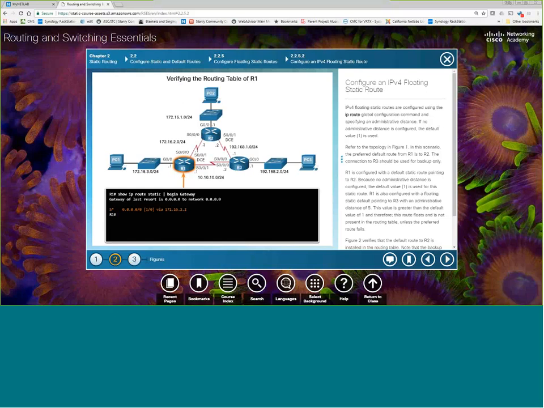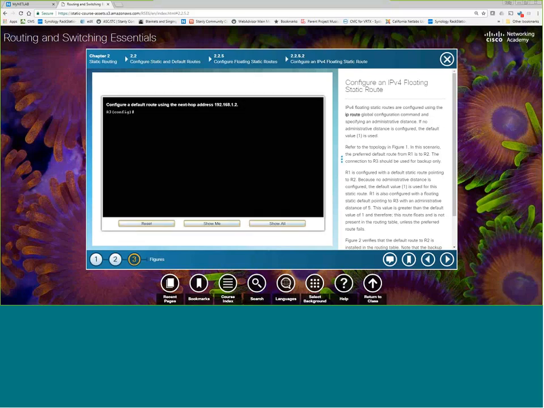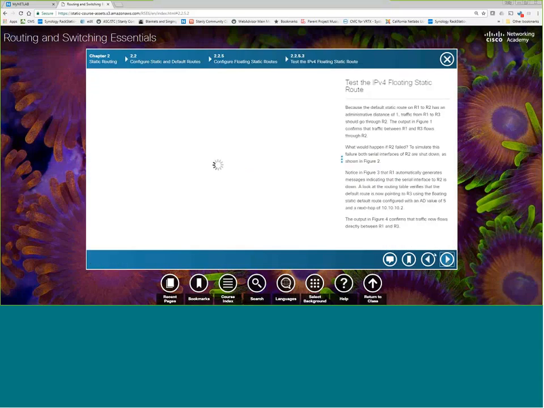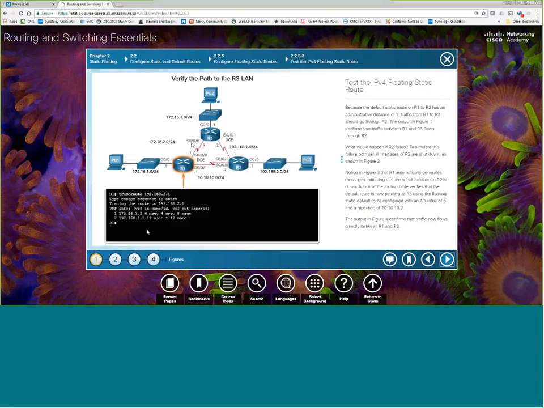And you can see in the route table, even though you do this, you've got two default routes. One of them's a floating static, and so you see the one that goes to R2 is the one that goes in the route table because it has a better administrative distance of 1. If, however, that route goes down, then the other one would go into the route table. That's how you can test it here. So this goes down, you've got it.